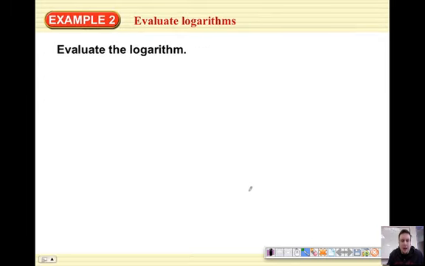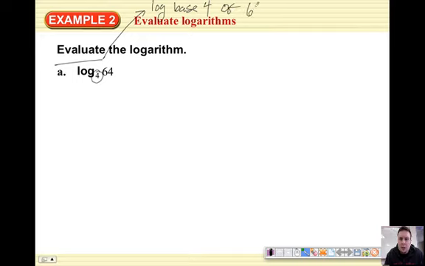Example 2, you're going to evaluate the logarithm. You're going to find out what the logarithm is equal to. So, question number 1, log base 4 of, that's how you say it. Make sure you know how to say this. In words, if you were talking to me, you'd say log base 4, there's that little 4 as the base, of whatever number is right here, 64. And then you'll say equals something. You figure it out. Log base 4 of 64 equals, how are you going to do this?